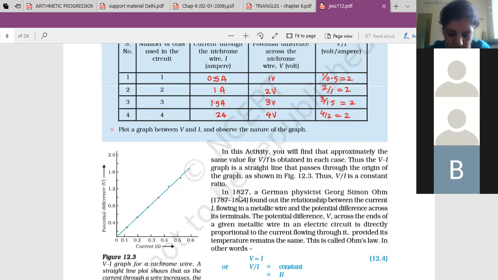Can you repeat it again? Straight line signifies direct proportionality between V and I. Okay.